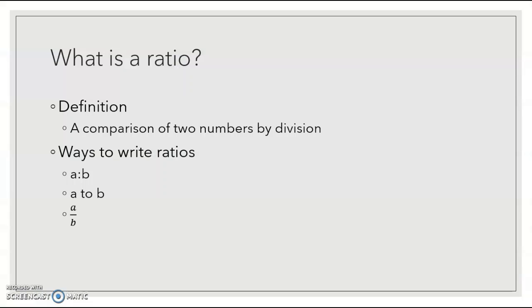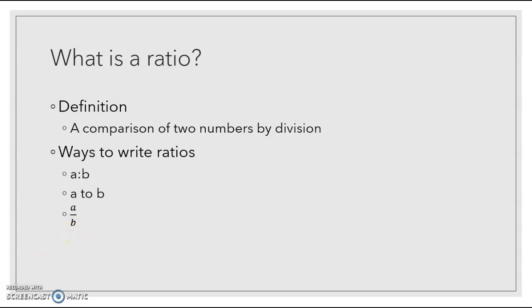Okay, so what is a ratio actually? Well, the definition is that it's a comparison of 2 numbers by division. So basically any fraction is a ratio. Okay, and there are 3 different ways to write ratios. You can write it as A with a colon and then B. So this would be A to B. And you could write it with the words A to B, or you can write it as a fraction, A over B. Those are the 3 ways to write ratios.